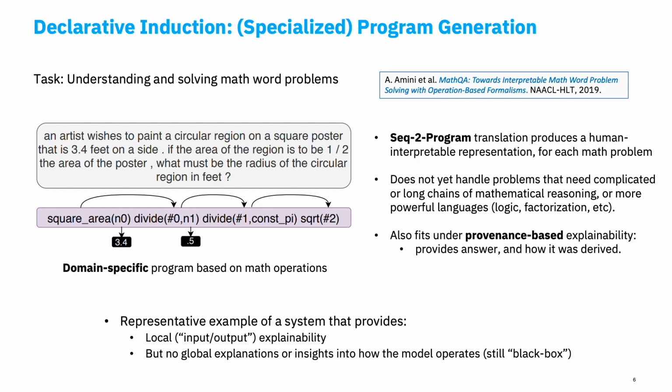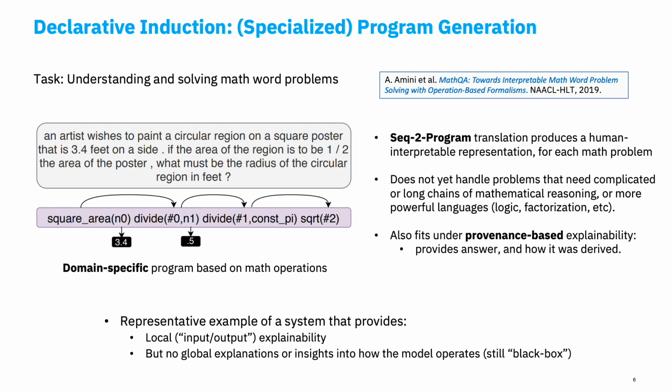to the answer. The program reflects a precise understanding of the textual description of the word problem and makes use of specialized operations and formulas that include the numbers mentioned in the text, but also constants such as the number pi. The method is dependent on how expressive the target mathematical language is. And currently, the system does not handle problems that need complicated or long chains of mathematical reasoning or more powerful languages that may include logic, factorization, or more.